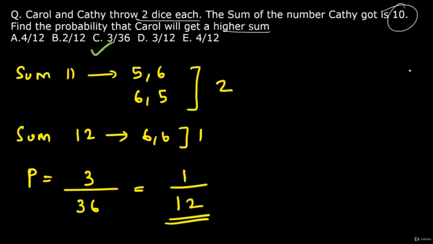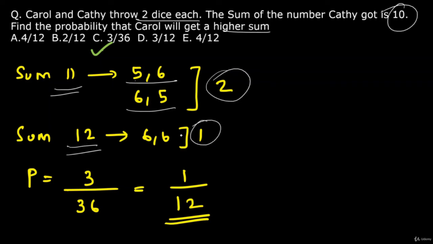Alright. You need to get a sum greater than 10, right? Now what are the possibilities? You can get 11 when you throw 2 dice and you can get 12 when you throw 2 dice. Now to get 11, there are 2 possible events. You could get 5 and 6 or 6 and 5, right? Now to get 12, there is only one possible event. That is the event where both the dice show 6. Now hence 2 plus 1, that's 3. So you have 3 favorable events. Therefore the probability is 3 by 36 or 1 by 12, and that is answer option C.